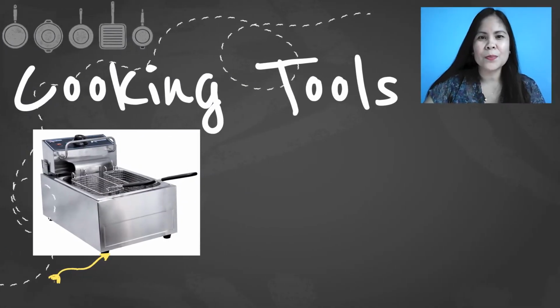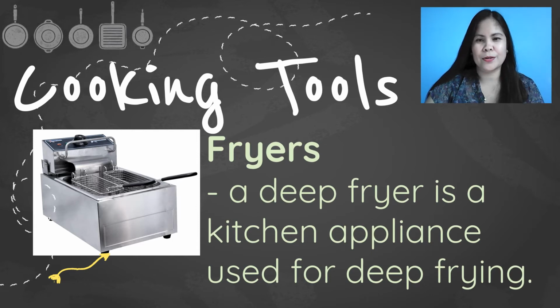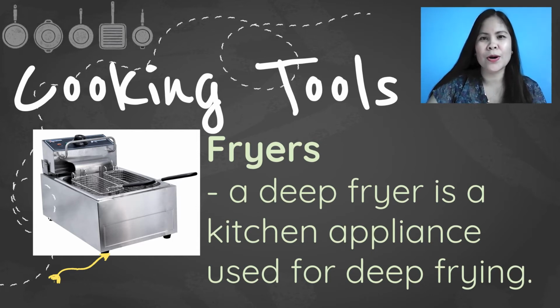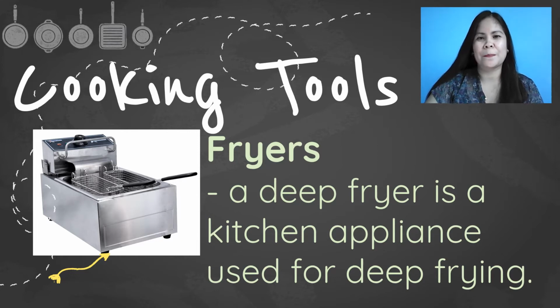Another example of cooking tools, fryers. A deep fryer is a kitchen appliance used for deep frying. They generally have a basket to lower the food into the oil tank and raise it when the food has finished cooking. Fryer baskets are purchased separately and are not standardized, and when selected, it needs to fit into the deep fryer.